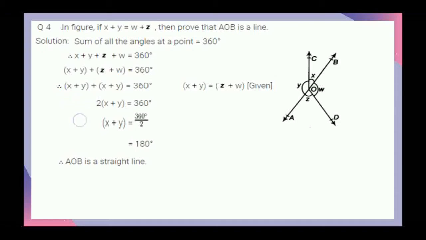So, twice of x plus y is equal to 360. So, x plus y is equal to 360 upon 2, which is equal to 180. Therefore, AOB is a straight line.